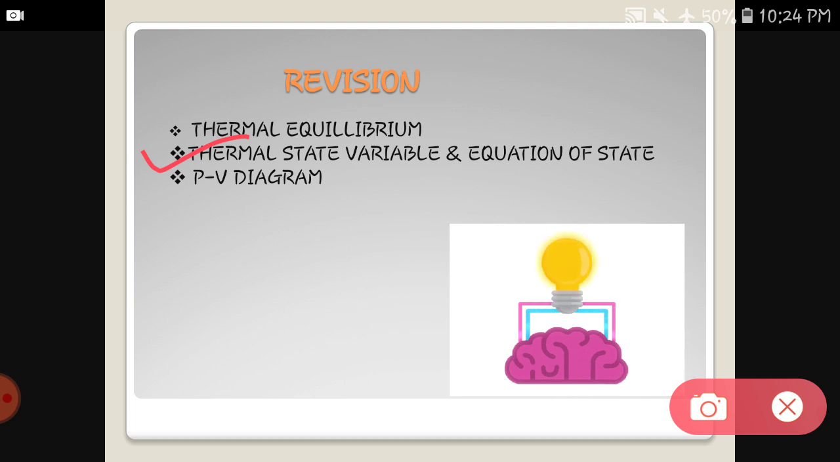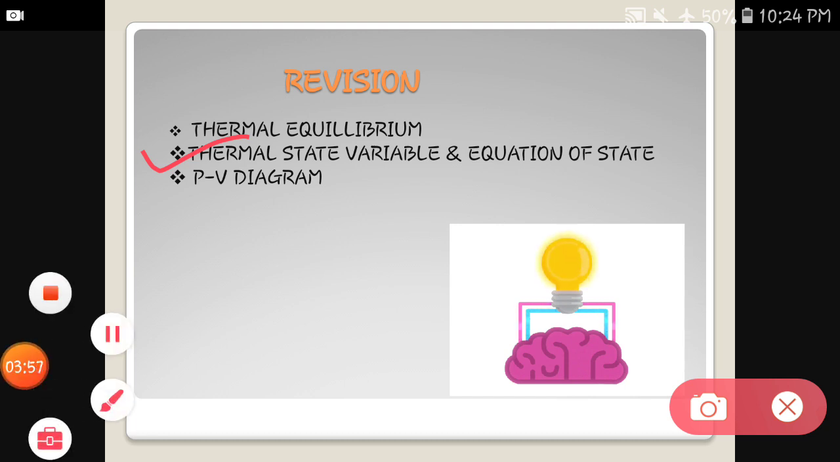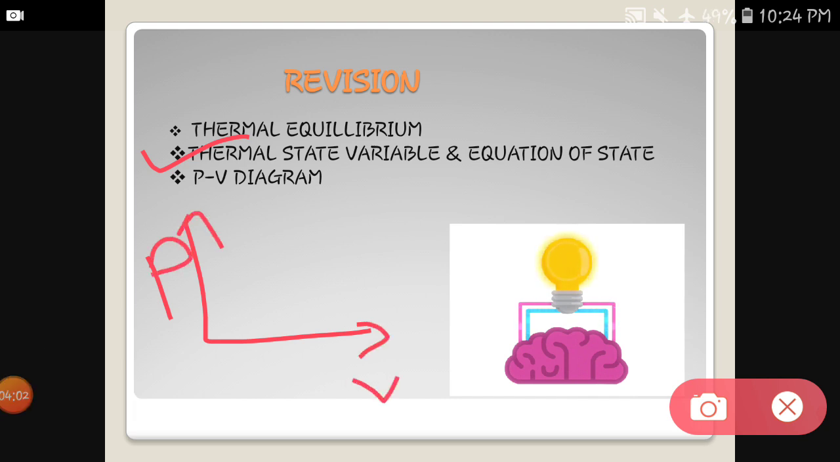So we have seen those 2 types, and considering all these state variables, we can put them into a single equation. The single equation which is used worldwide is the ideal gas equation, which is PV equals nRT. Using that equation, we also saw the PV diagram and studied all the concepts related to it. How does a PV diagram look? On the y-axis we plot pressure and on the x-axis we plot volume.